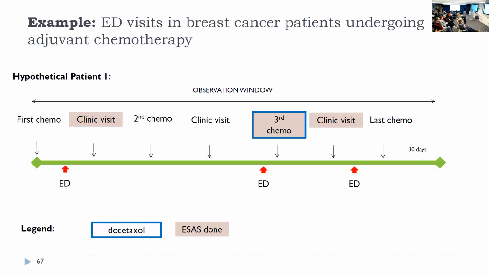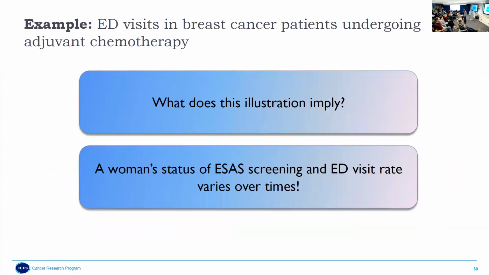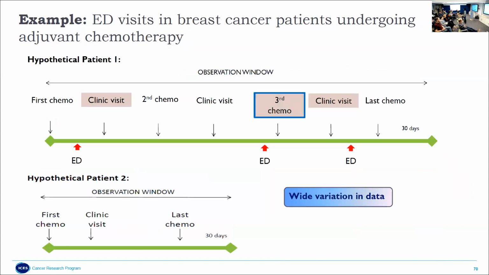All right. Now, what do we do? Okay. What does this illustration imply first? Well, that a woman's status of ESAS screening, so when she has ESAS, and the rate of ED visits, it varies tremendously, not just within a woman, but across all women, right? Because then you have another woman, a hypothetical patient two, nothing happens, right? No ESAS, no type of docetaxel. They basically had first chemo, a bunch of chemos, and that's it. Okay, it's a lot of variation.